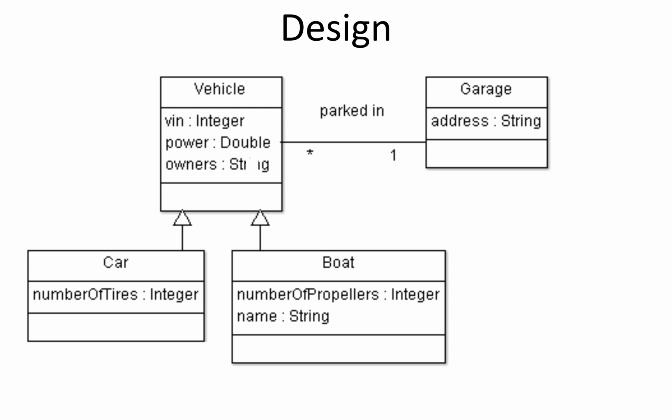Now, this is not the only way of implementing inheritance. There's actually 3 or 4 different ways of implementing inheritance. One way is to flatten the whole thing, right? Instead of having boats and cars and vehicles, you just flatten it into one single table. Right? 3 classes, right, but one table. And that table has all the attributes, right? The VIN, the power, the owners, the number of tires, the number of propellers and names, right? All collapsed into a single table.